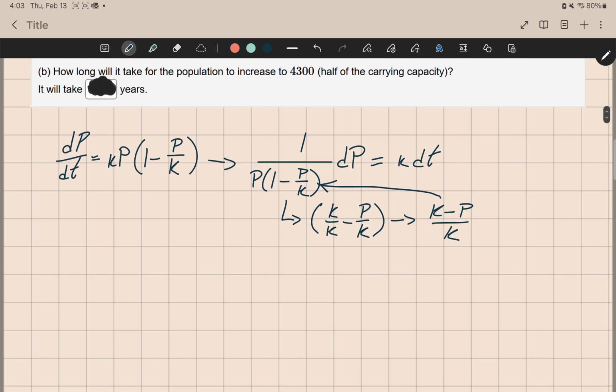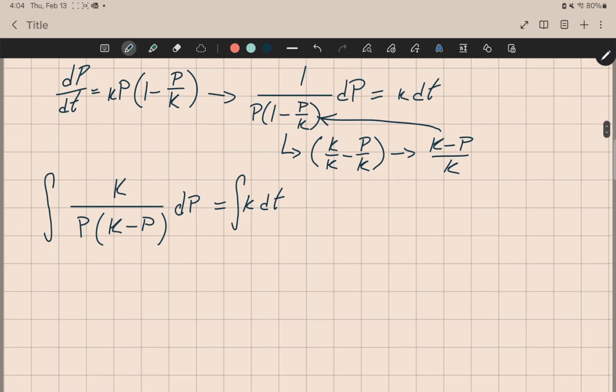And I'm going to go ahead and write our integral. So then we have the integral of, I'll start with our denominator, we have that P, and then we have that K minus P. And since we have a complex fraction over here, I'm just going to flip this K that's in the denominator and put that right on top. And that's going to be dP, and that's going to be equal to lowercase k dt. We're taking the integral of that as well.